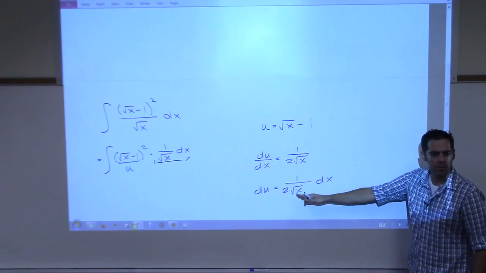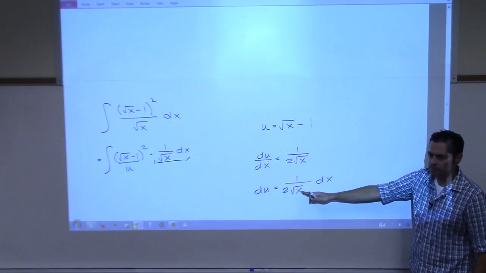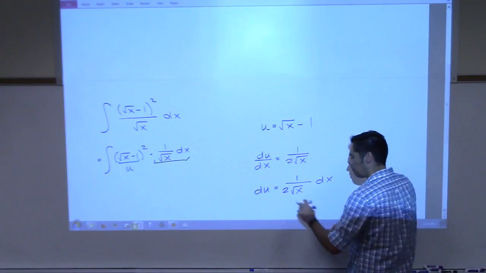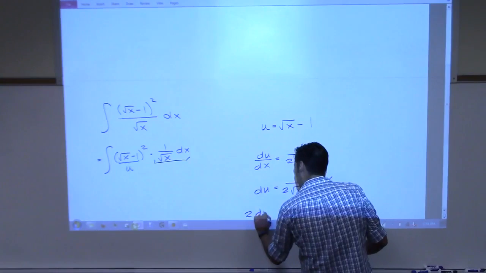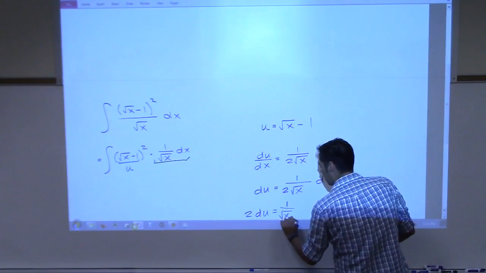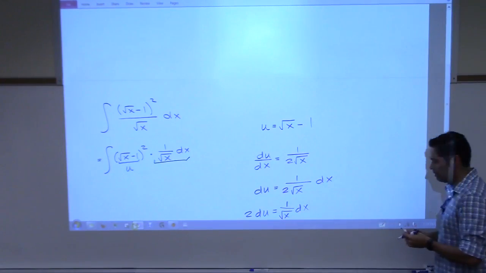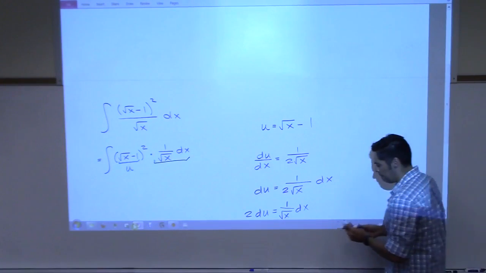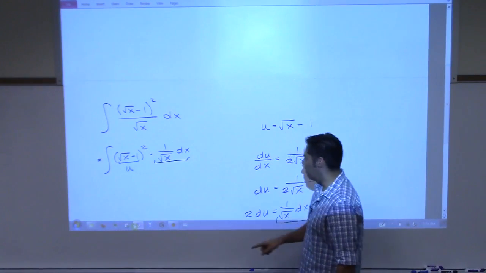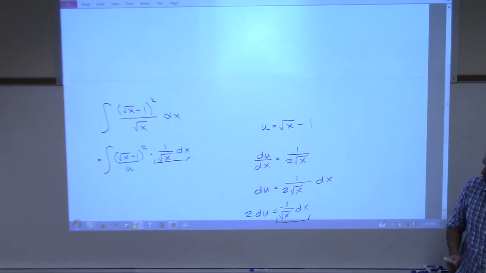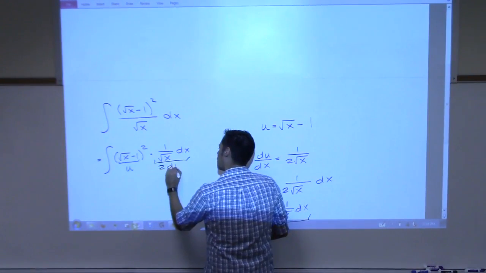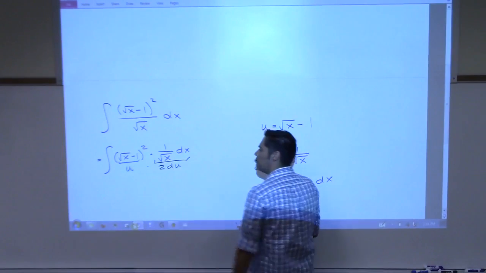But that 2 is a problem, so how are we going to resolve that? Multiply both sides by 2, right? We multiply both sides by 2, we'll get 2 du equals, it clears this out, you just get 1 over root x dx. And now it matches, doesn't it? This right here matches exactly this. So what am I going to replace that 1 over root x dx with? 2 du. And that'll be multiplication between those.